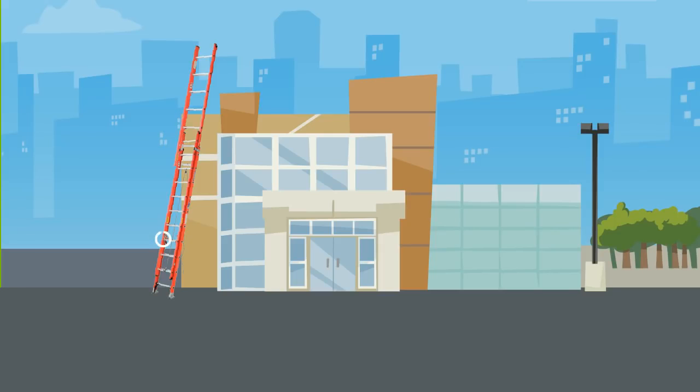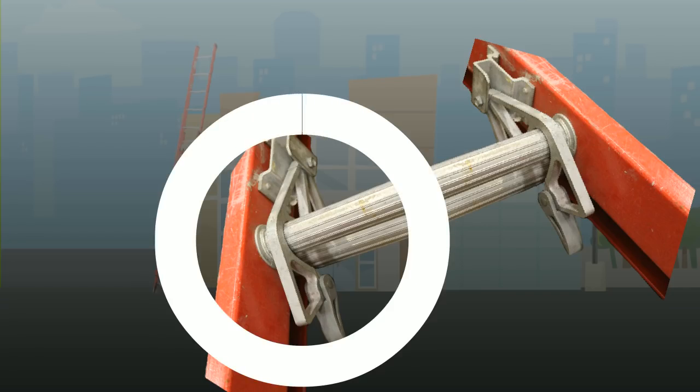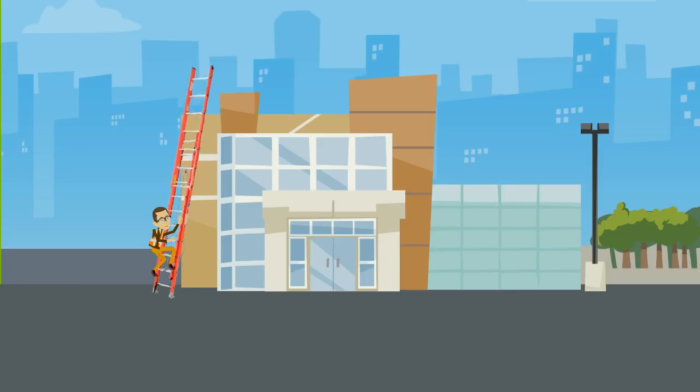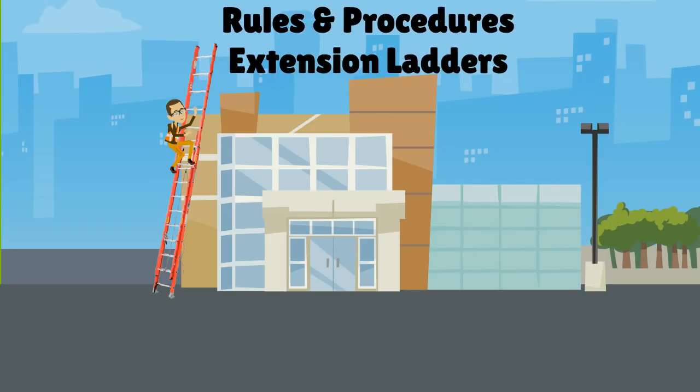There are two rung locks attached to the fly section that keep the fly portion in place. They fit over the top of a rung of the fly section. These locks function as brackets and prevent the fly from sliding down once it supports the climber's weight. Let's look at the rules and procedures that should be followed when using extension ladders.